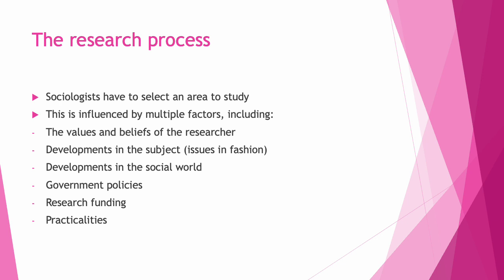Now we're going to be looking at research processes. Sociologists have to select an area to study. This is influenced by multiple factors, including the values and beliefs of the researcher, developments in the subject, developments in the social world, government policies, research funding, and practicalities.